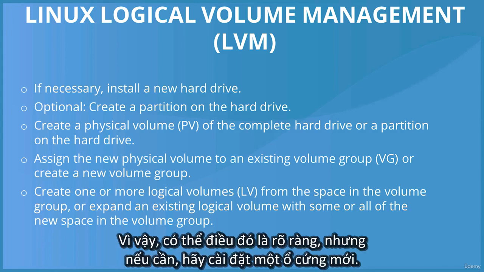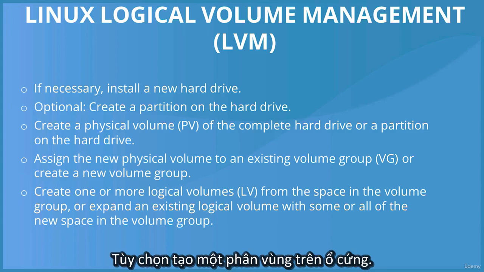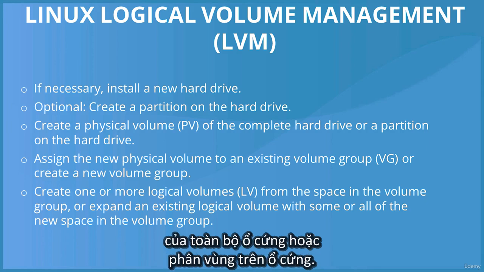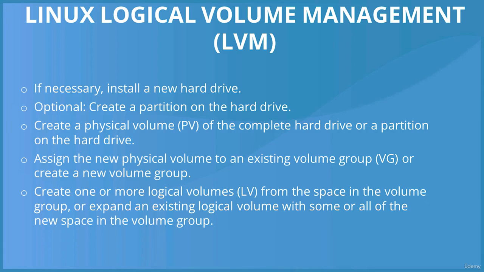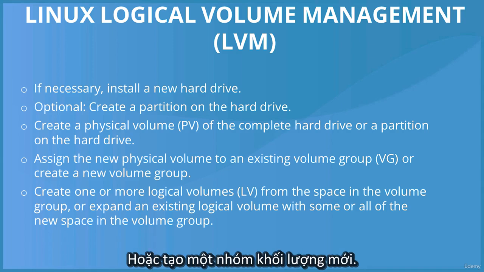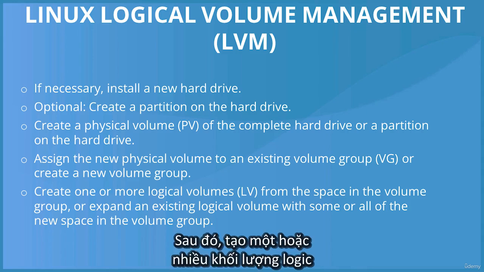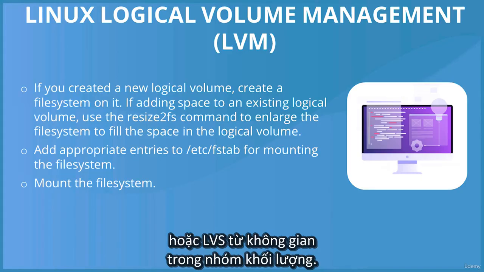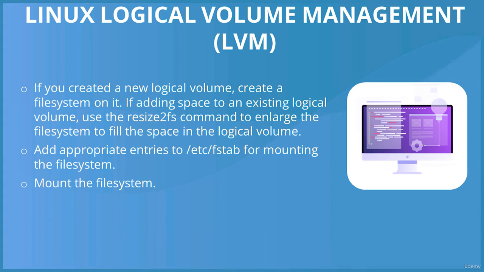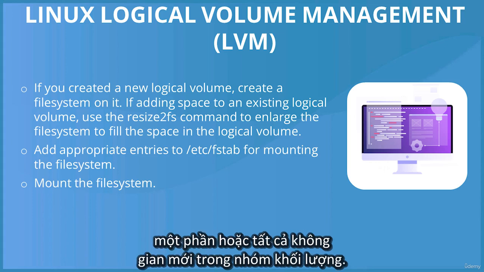So it may be obvious, but if it's necessary, install a new hard drive. Optionally, create a partition on the hard drive. And then you create a physical volume, a PV, of the complete hard drive or partition on the hard drive. Assign the new physical volume to an existing volume group, a VG, or create a new volume group. And then create one or more logical volumes, or LVs, from the space in the volume group. Or you can expand an existing logical volume with some or all of the new space in the volume group.